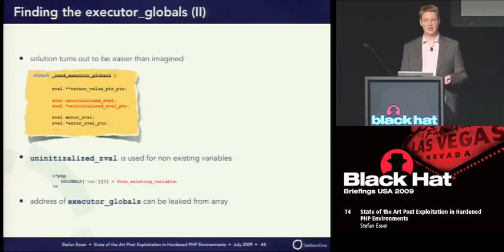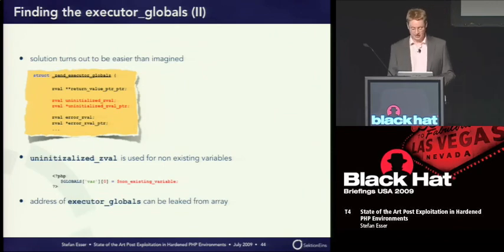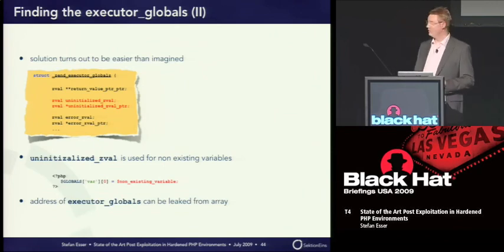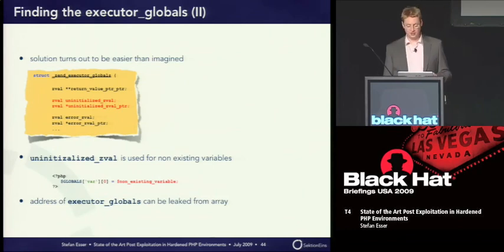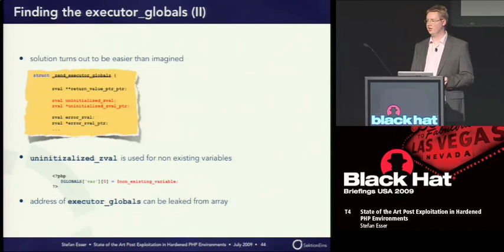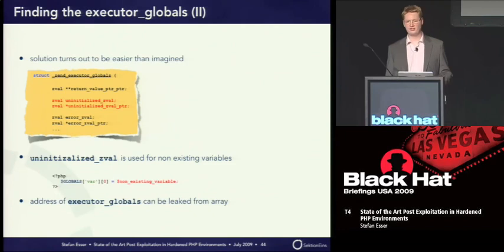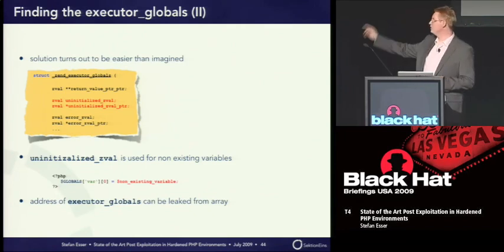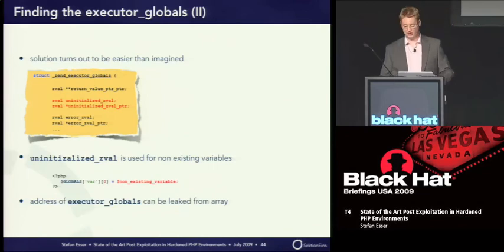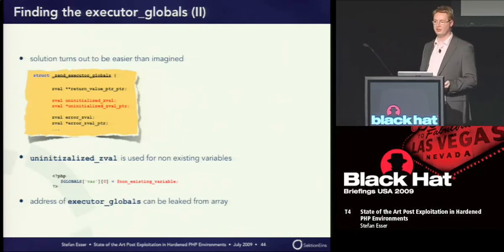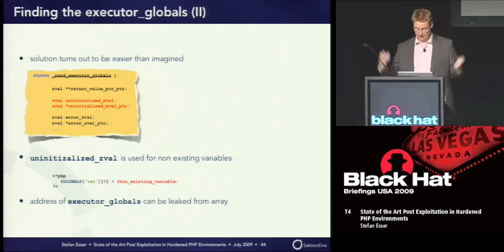And this is, I already told you we can leak everything, especially everything that's in arrays. And in the beginning of the executor globals, there are the fields uninitialized zval. And these fields are used by PHP whenever you access a variable that is not filled, that is empty, that was not defined before. So if you access an undefined variable, actually PHP will use the pointer in there and put it into your array. And because you can leak everything in the array, you can leak the pointer and you can know where in memory your executor globals are. Very simple, but it took me 3 or 4 weeks to find this out.